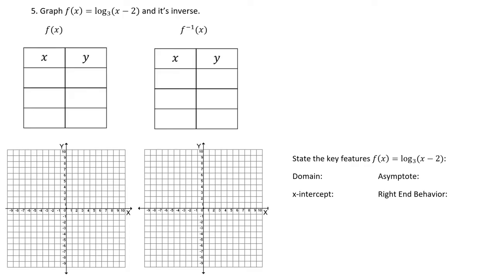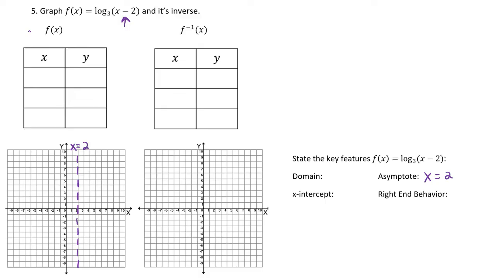All right, we're going to be graphing log base 3 of x minus 2 and its inverse. The first thing I want to do is figure out where my asymptote is. An asymptote comes from inside the parentheses of a log. We ask ourselves the question, what number minus 2 equals 0? That would be positive 2. That asymptote is x equals 2. Put that over there next to our key features.